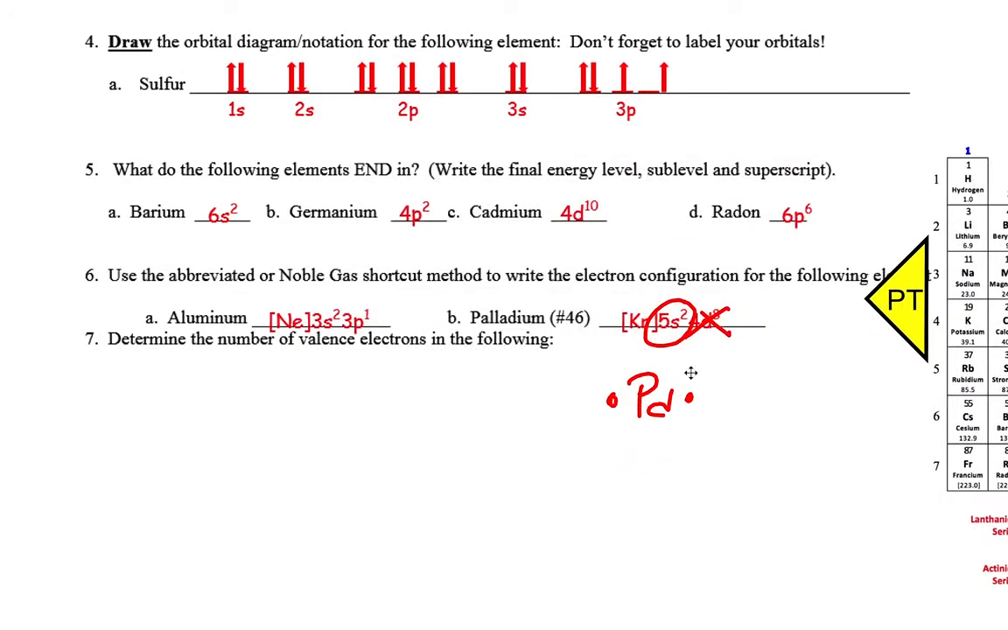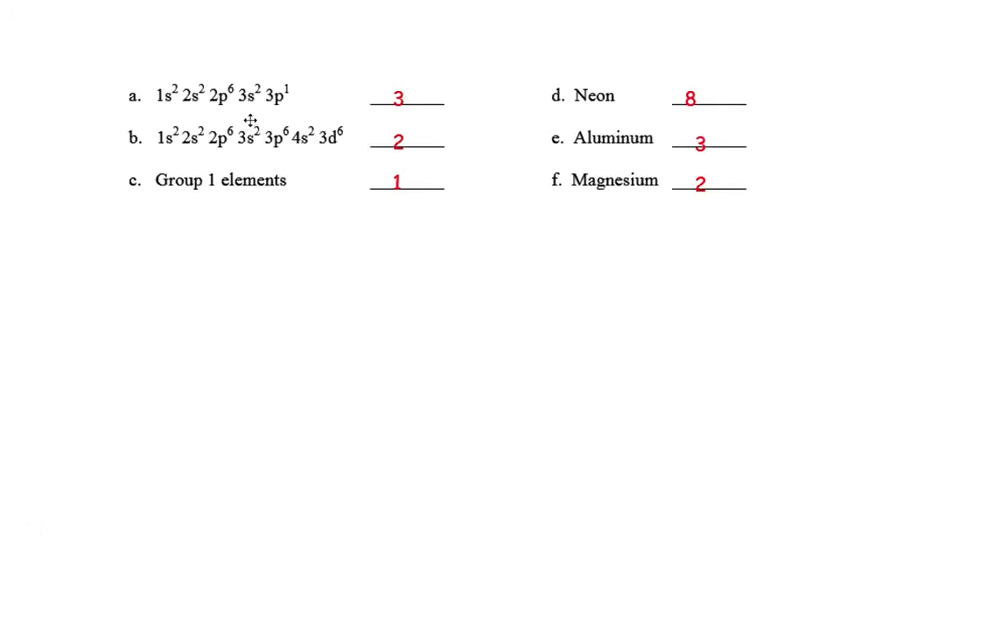Just make sure I have the right symbol. All right. Over here, you have to figure out valence electrons. Again, check your answers. There's your aluminum, 3. Over here, you're looking for the highest coefficient, which is not the 3, so we don't care about that. We just care about the 2 there. All group 1 elements always have 1 valence electron. Neon is in group 8, so it's got 8. Aluminum's in group 3, so it's got 3. Magnesium is in group 2, so it's got 2.